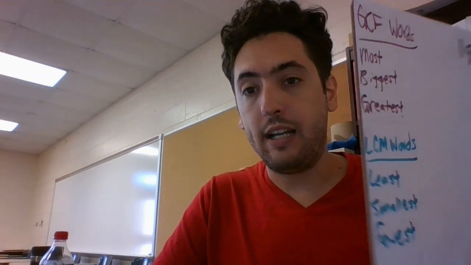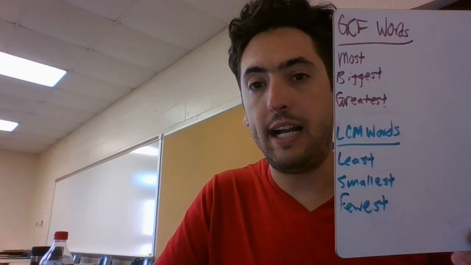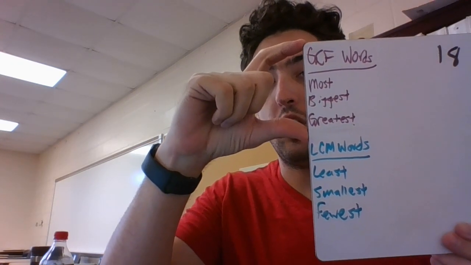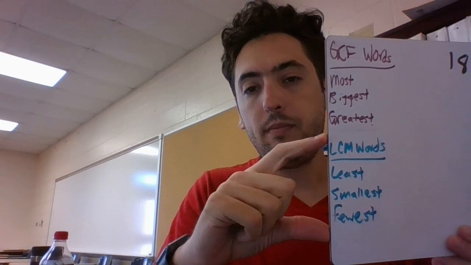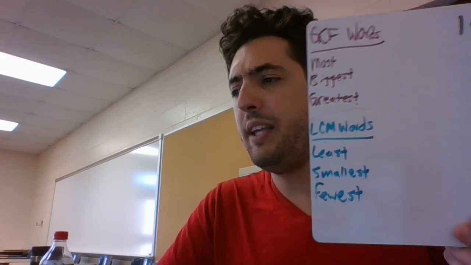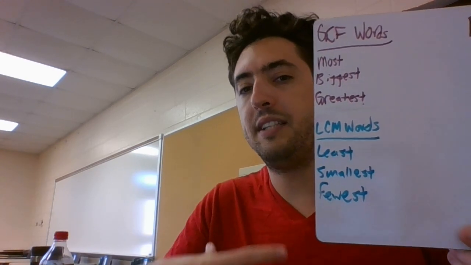So the question says, boxes that are 18 inches tall are being stacked next to boxes that are 24 inches tall. What is the shortest height at which the two stacks will be the same height? So again, I have these words that kind of hint me into what exactly I'm looking for. And if words sound big, it's always greatest common factor. If the words sound small, it's always going to be least common multiple. And you're typically going to see these words in the last sentence.